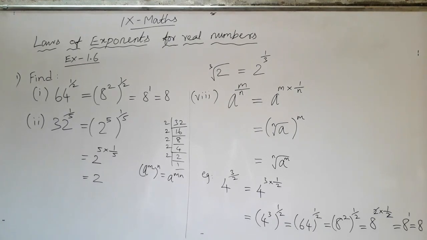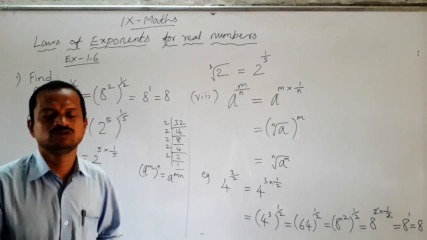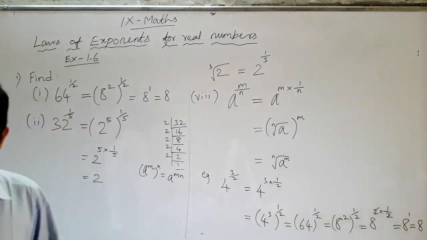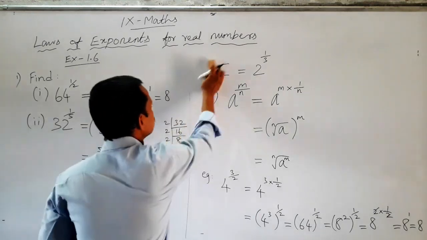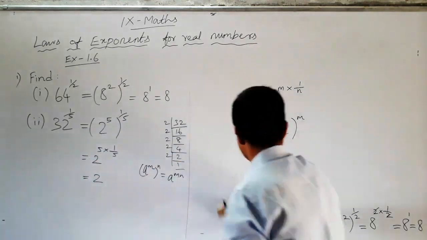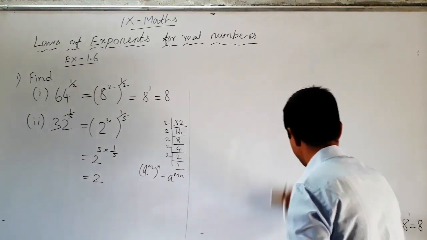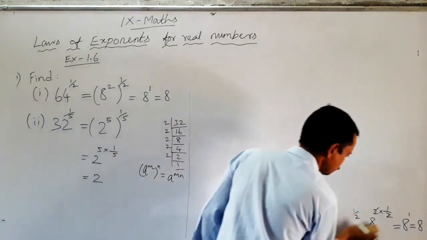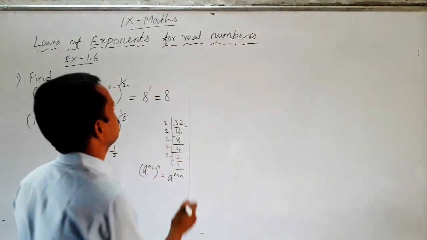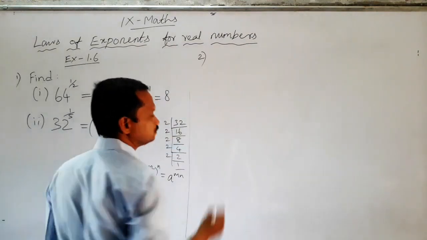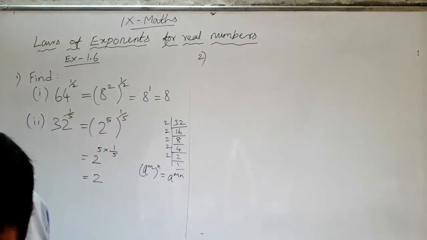The third option, 125 whole power 1 by 3, and you know 125 is nothing but 5 cube, and you will get the answer easily. And coming to the second sum. Find 9 power 3 by 2.